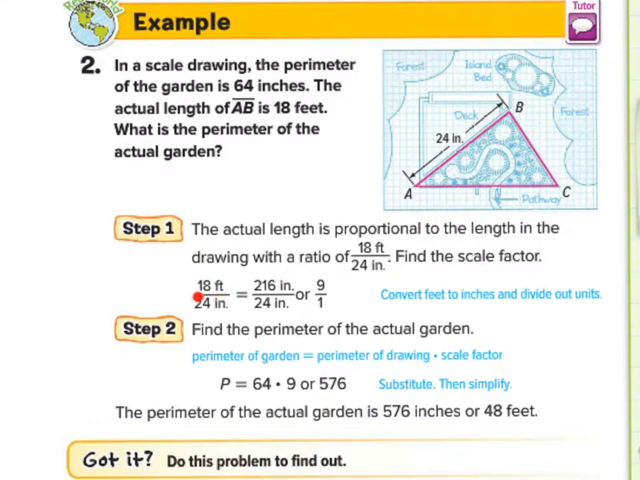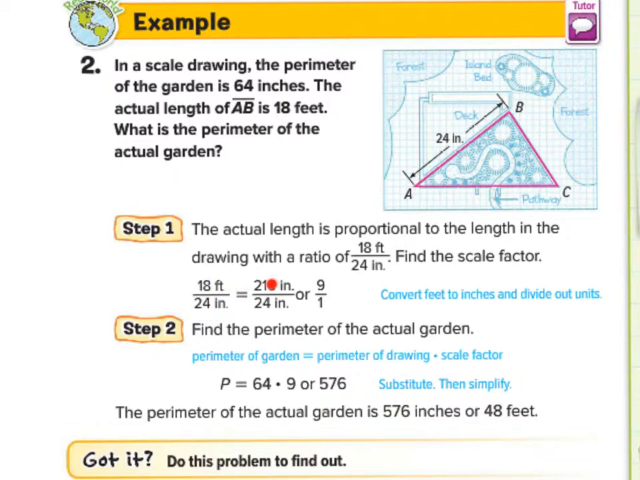Now that we can simplify the scale, don't forget, okay? But before we do that, we need to change it to a scale factor. Don't forget that a scale factor uses the same unit of measurement. That's important to know. So what is 18 feet in inches?